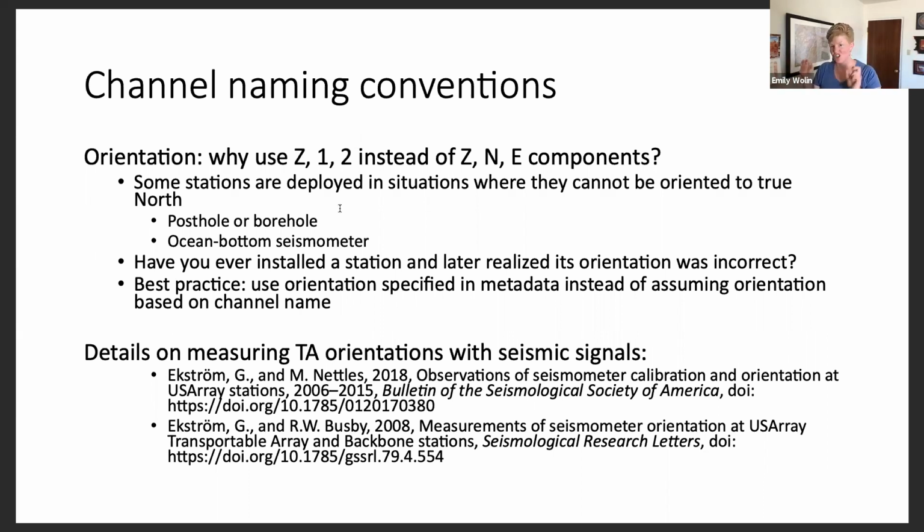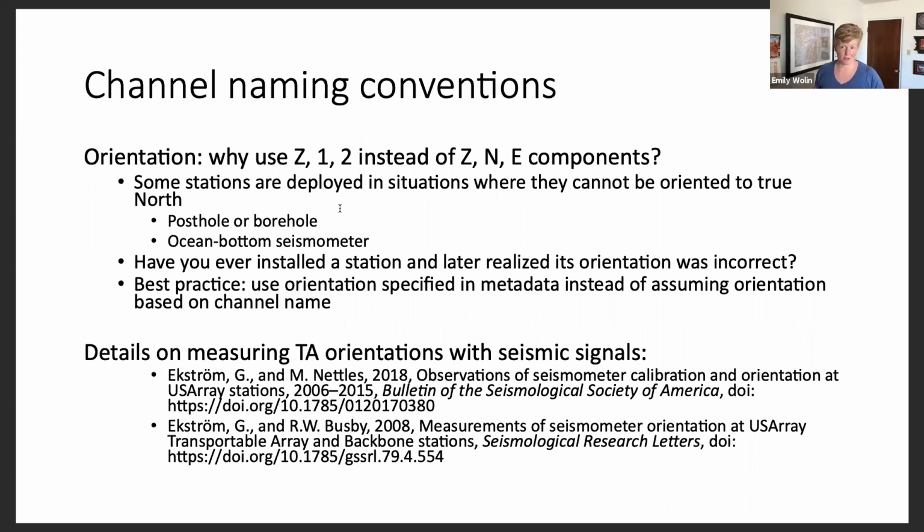We just changed the orientation in the metadata. So instead of saying this component is pointed at 0, this component is pointed at 90, we just said, okay, this one's at 180, that one's at 270. It was very easy to correct for in processing once the error was known. This is something we do all the time.